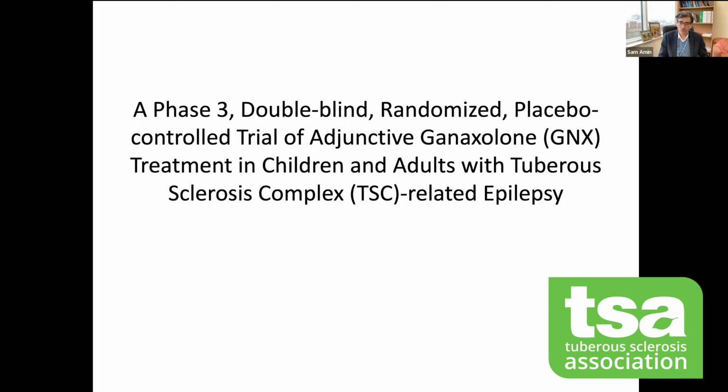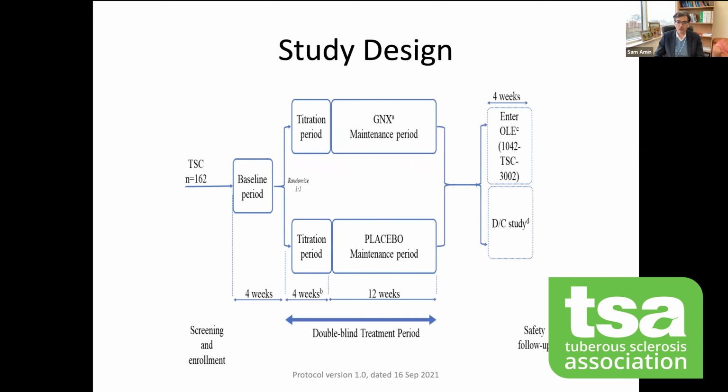So the plan is to do again a phase 3 double-blind randomized placebo-controlled trial. We will have 2 groups, Ganaxolone and placebo. So this is the proposal. We are planning to recruit 162 patients. Then we will randomize the group, so the computer will decide who goes on placebo and who goes on Ganaxolone initially. You have 2 groups for 12 weeks, a nice and short duration.